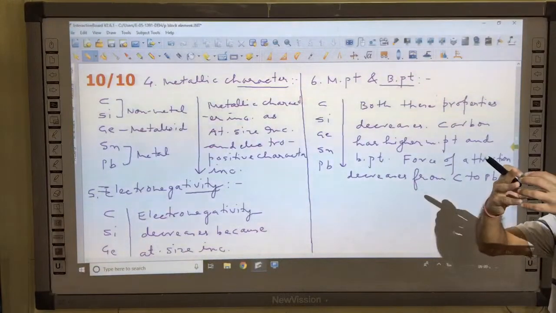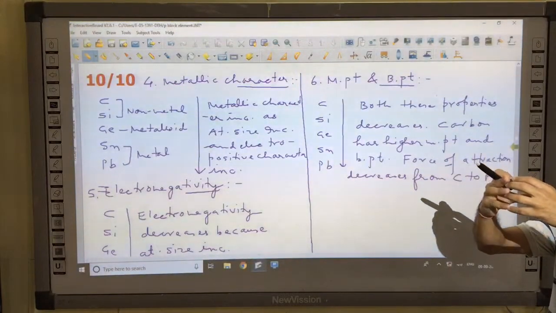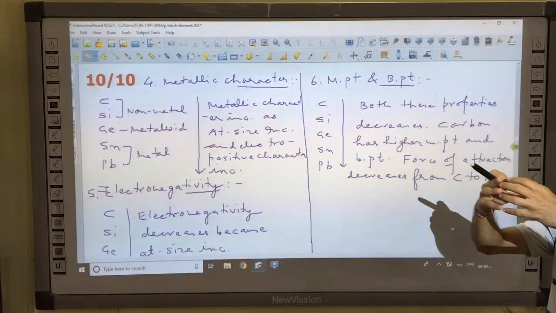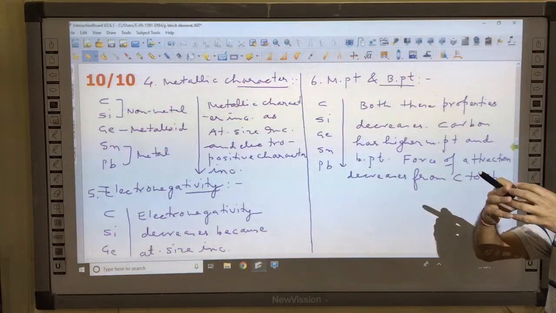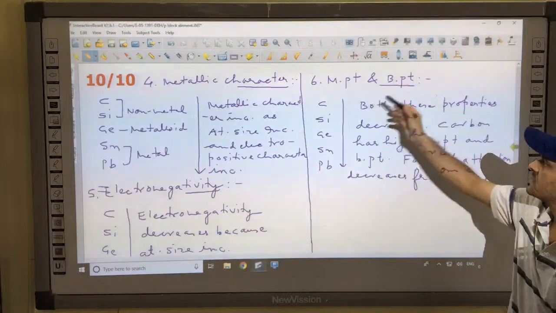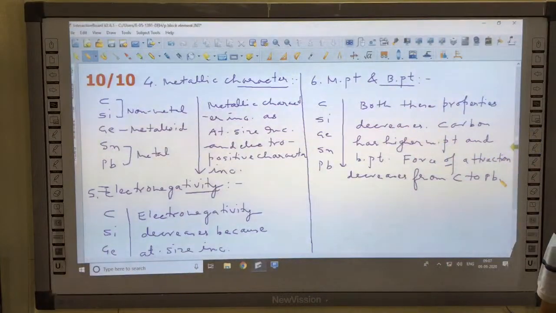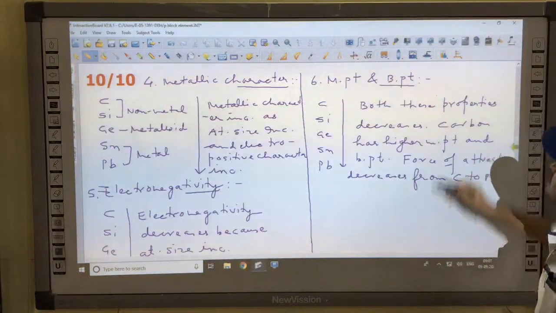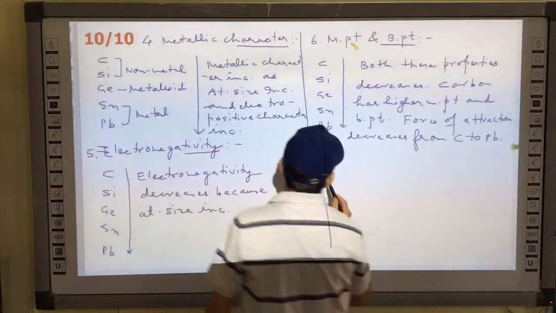Carbon is smaller in size, so carbon atoms can combine together. So the attraction force between carbon atoms will be more. So it will have a greater melting point and greater boiling point. Okay, now number 7, catenation.